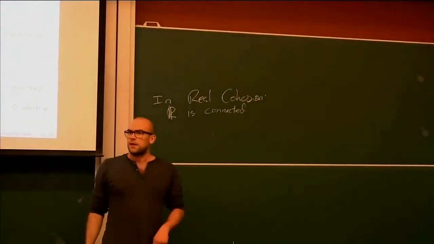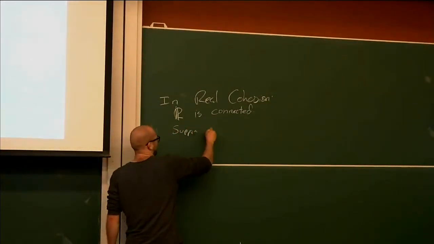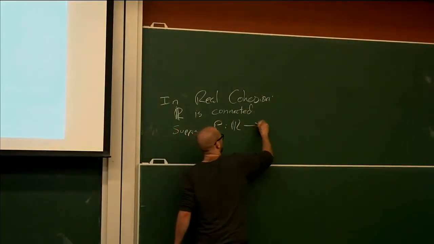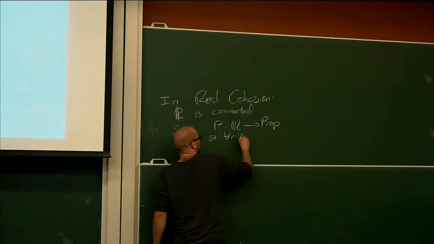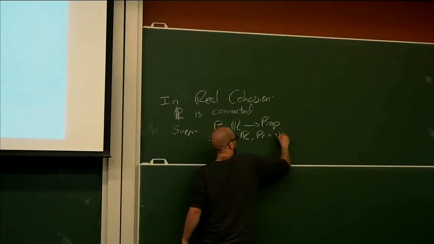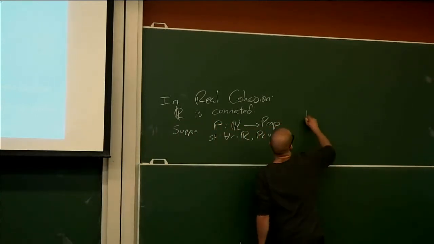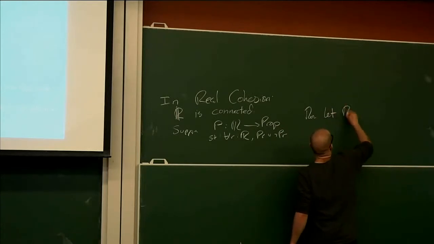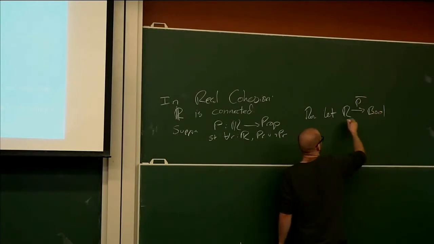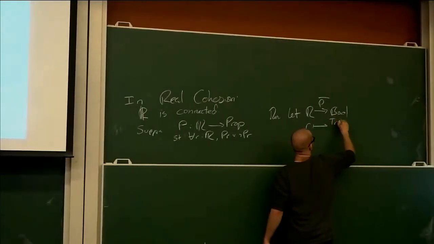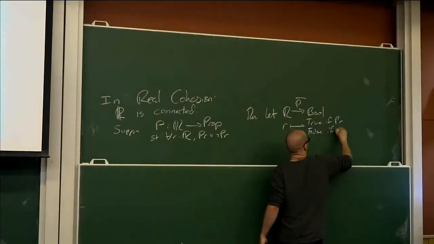And the reason it is connected is, suppose we have P on R, the prop, such that for all r in R, P(r) or not P(r). Then we can define a map. Let R → bool, I'll call it P̃, be the map sending r to true if P(r), and false if not P(r).